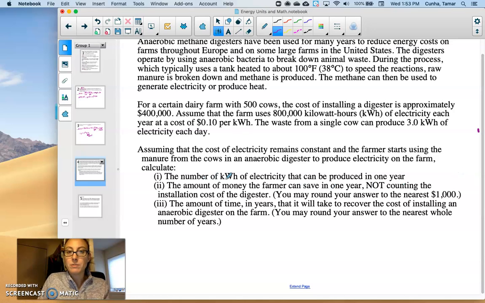we have the number of kilowatt hours of electricity that can be produced in 1 year. So part I, how many kilowatt hours per year? Well, we've got some information about a single cow and a single day and about how many cows there are. So let's see what we can get to set that up.